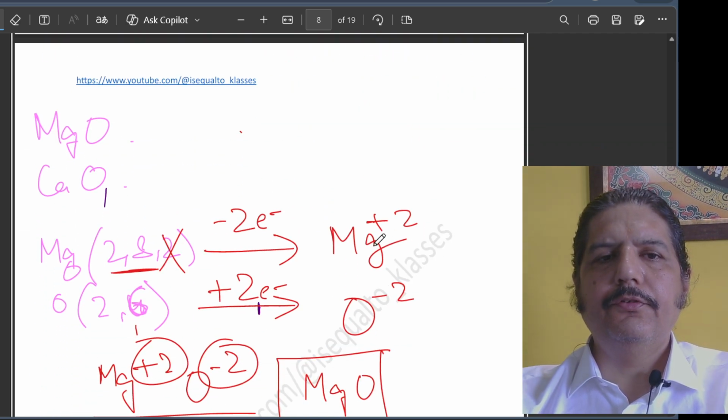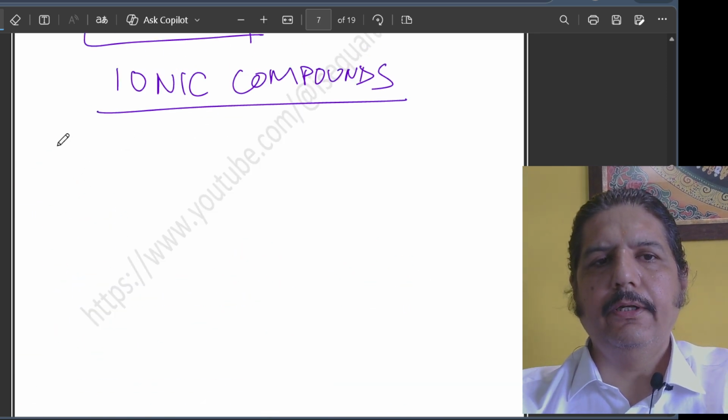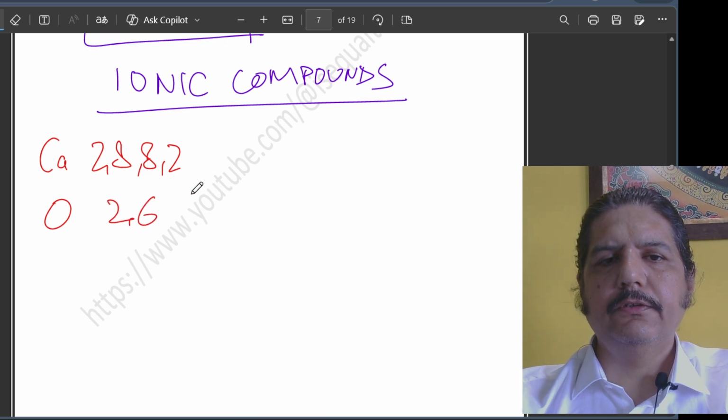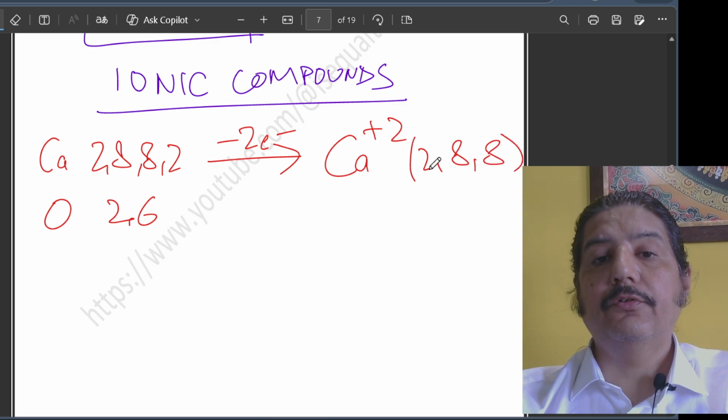Let's take the example of CaO. Let me write here. Calcium has electronic configuration 2, 8, 8, 2. Here Ca wants to lose 2 electrons and becomes Ca+2 with electronic configuration 2, 8, 8. Why? Because it has lost 2 electrons.